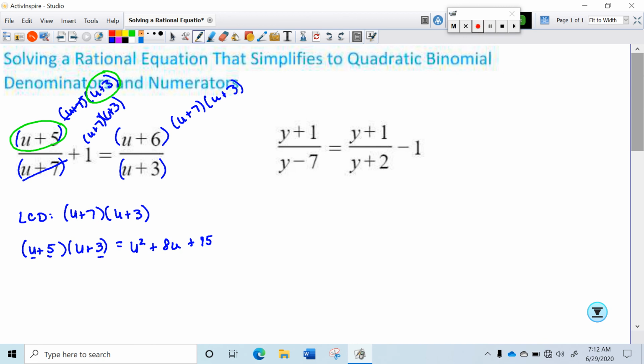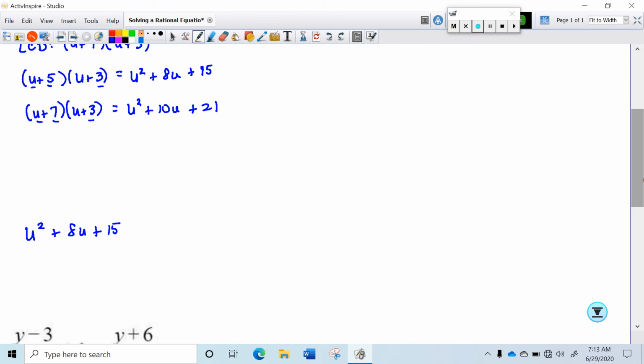Now I do this term. So 1 times anything is just that, whatever it is. So let's figure out what u plus 7 times u plus 3 is. You have the first term squared. You add your constants. 7 plus 3 is 10. Put the u with that. Then you multiply your constants. 7 times 3 is 21. So that comes down here with this. So positive u squared, positive 10u, positive 21.